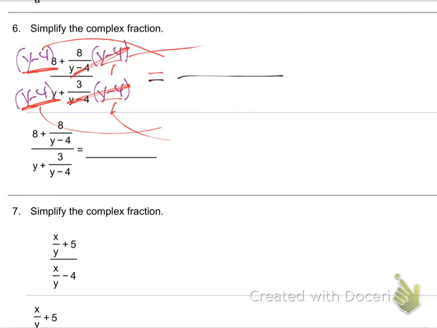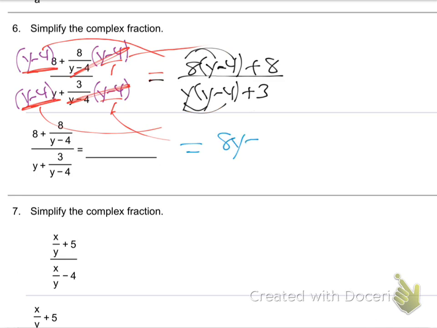Let's do what's right then. So it's 8. Yeah, we distribute. Just go ahead and distribute, gather like terms. That's totally right. So just distribute that 8, distribute that y. What do you got? 8y minus 32 plus 8. On the bottom, this is going to be what? y squared minus 4y plus 3. Is that good so far?